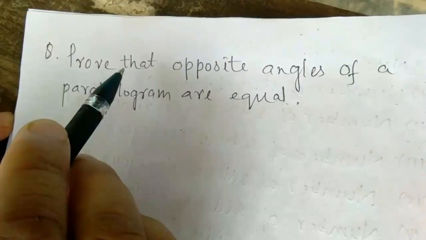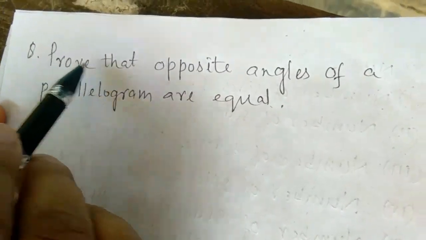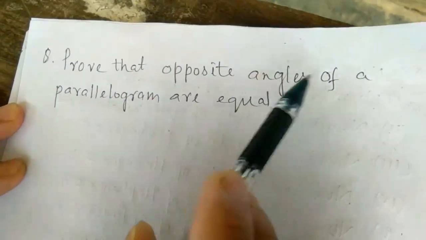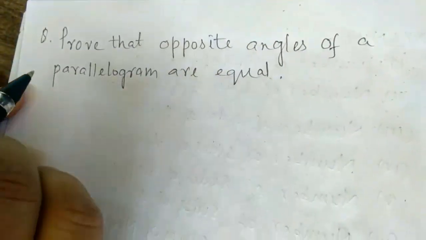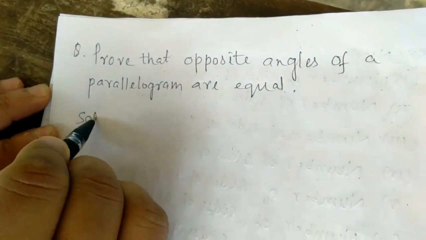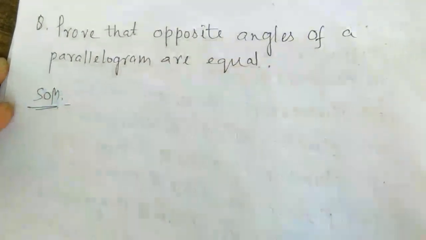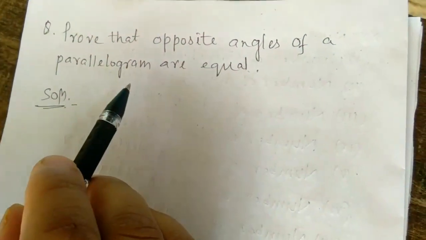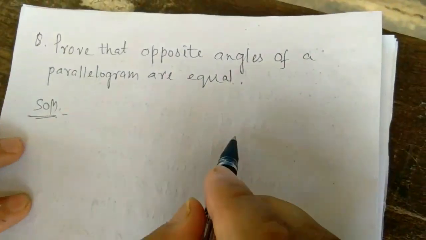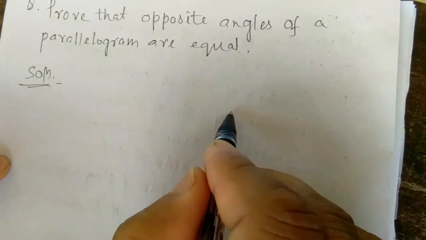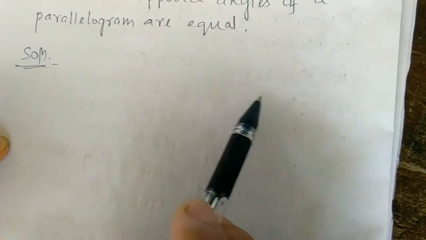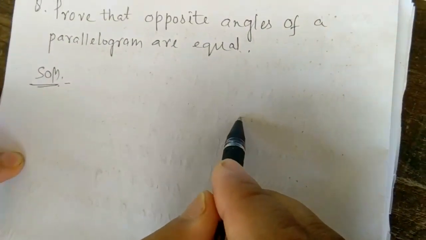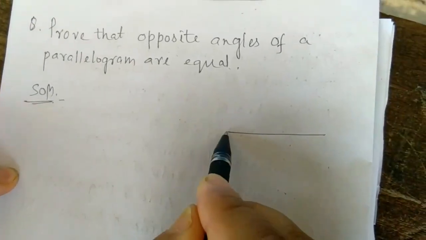Next question. Prove that opposite angles of a parallelogram are equal. So how to prove? Solution. Let me draw the diagram. Parallelogram. You know what a parallelogram is, I gave it before. So first you draw the parallelogram. You use scale and pencil. I'm doing it by freehand, but you don't use freehand.